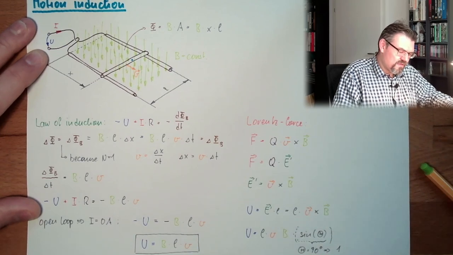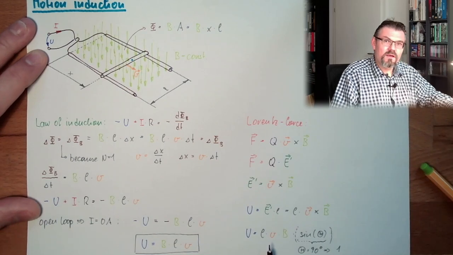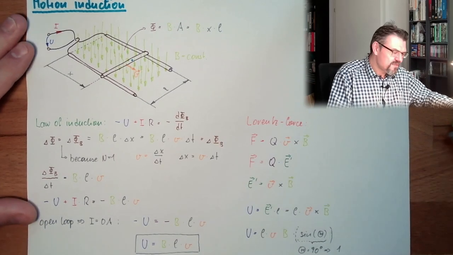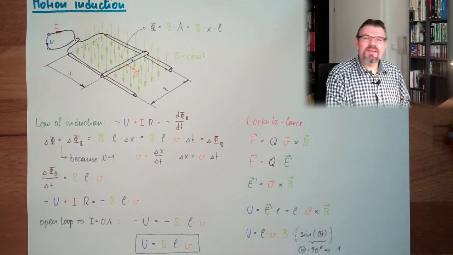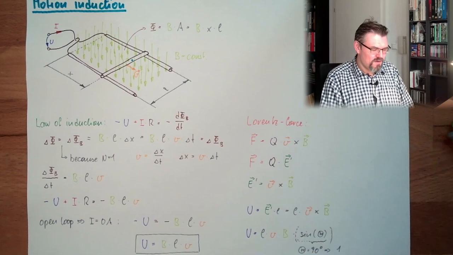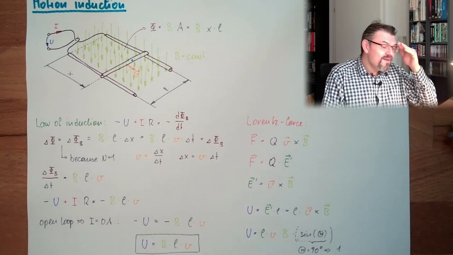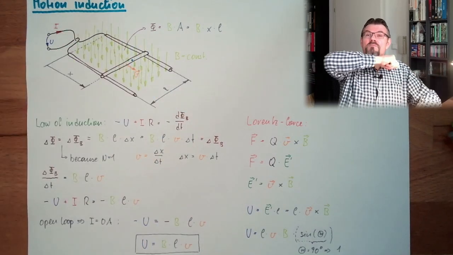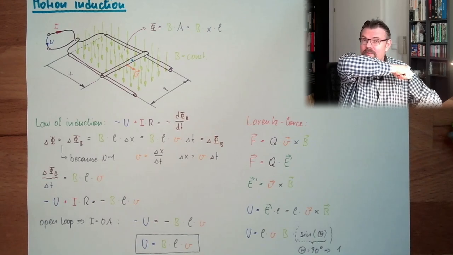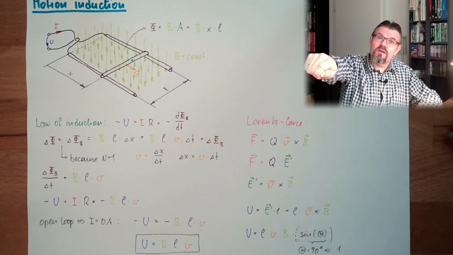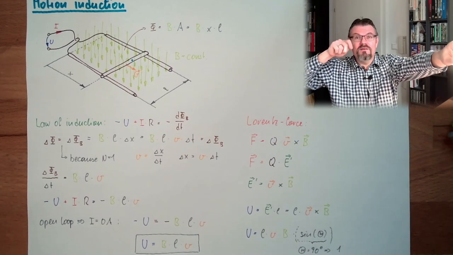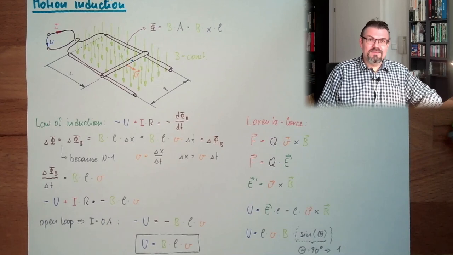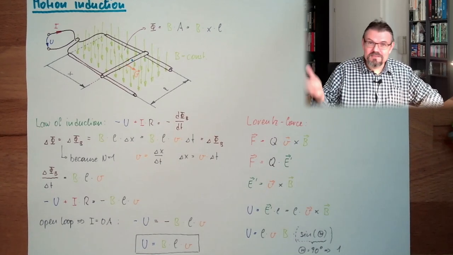And now look at this formula. It's the same. We had two different approaches, law of induction and Lorentz force, and we end up with the same formula. So now in the Lorentz force, we don't even need those sliders there. They are not necessary. As soon as I'm moving a conductive material through a magnetic field with a certain velocity, I have voltage between the two ends of my conductive material. This is actually how all those generators and stuff work.